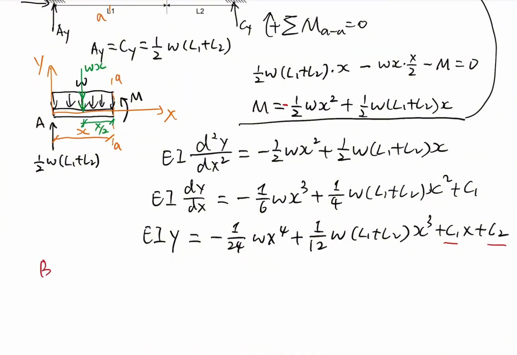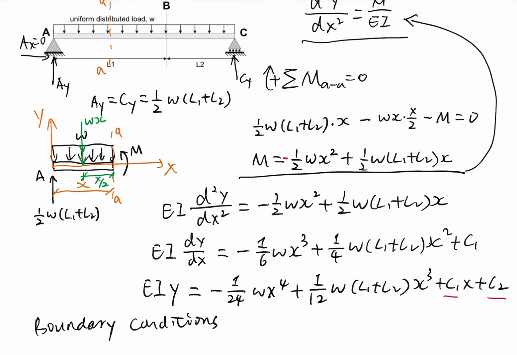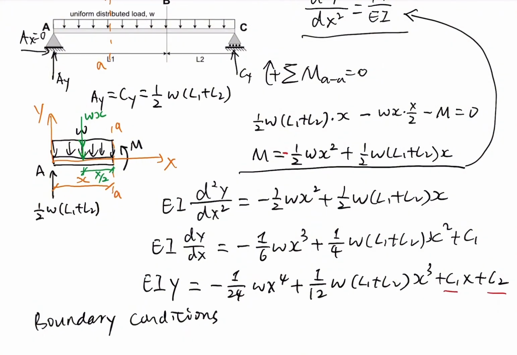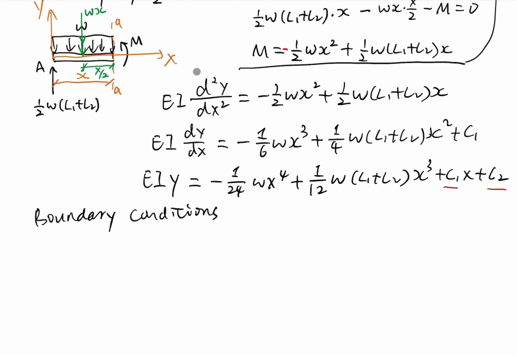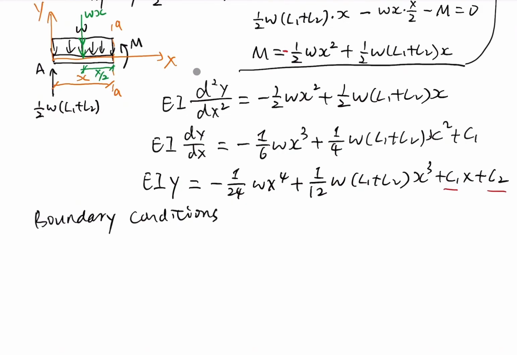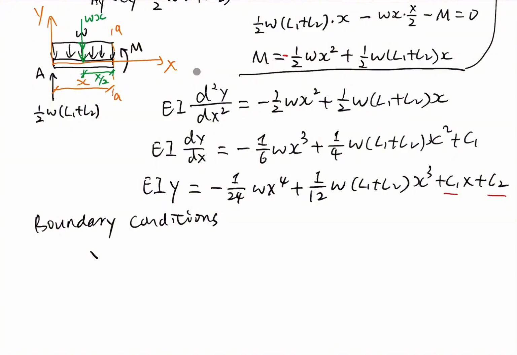So for the boundary conditions, because this is a simply supported beam, at support A the deflection equals 0, and at support C the deflection equals 0. So we can write down two boundary conditions. At support A, x equals 0, y equals 0. And at support C, x equals L1 plus L2, y equals 0.